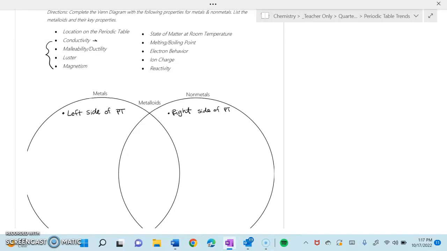Conductivity means that you have the flow of heat and electricity. So if you think like wires and things like that, or materials that heat up really quickly, that would be conductive materials. Malleability and ductility have to do with how bendy and stretchy our materials are, and luster has to do with how shiny. Magnetism has to do with the stickiness, if you will, of the particles due to their polarity.